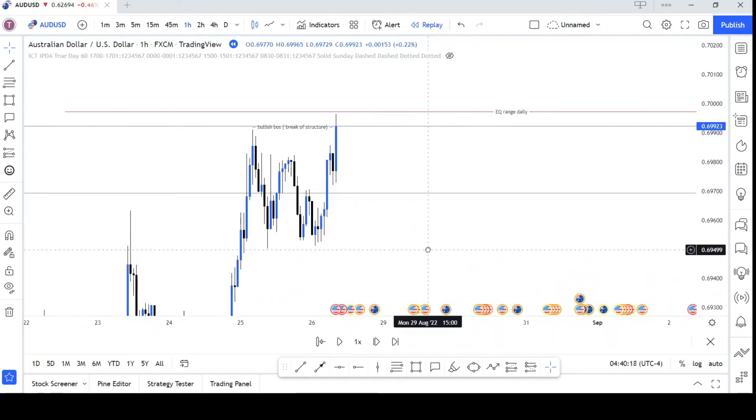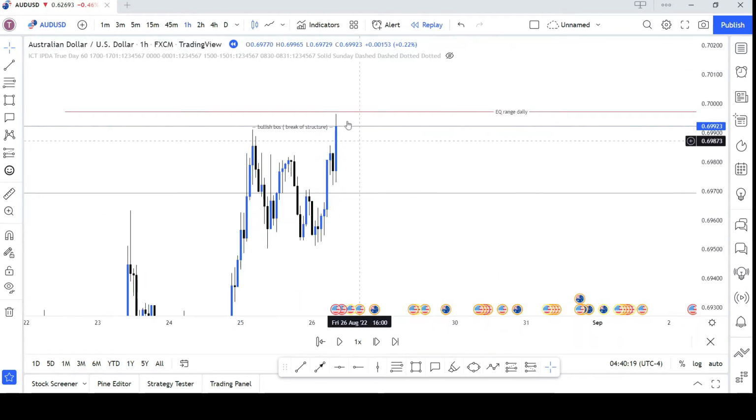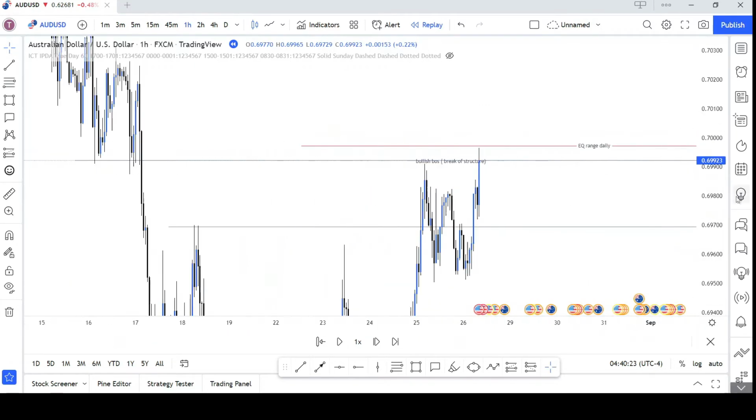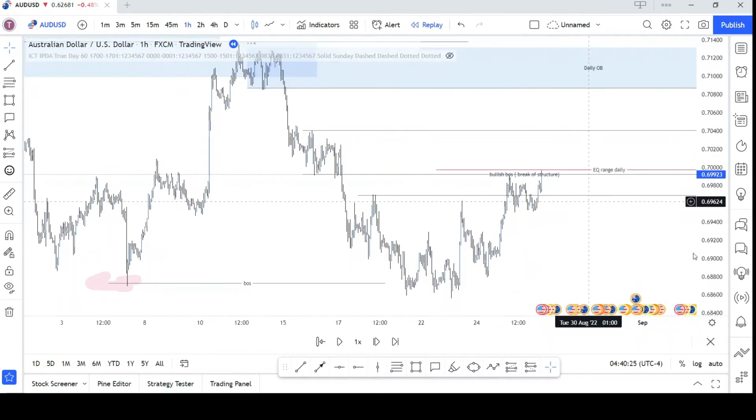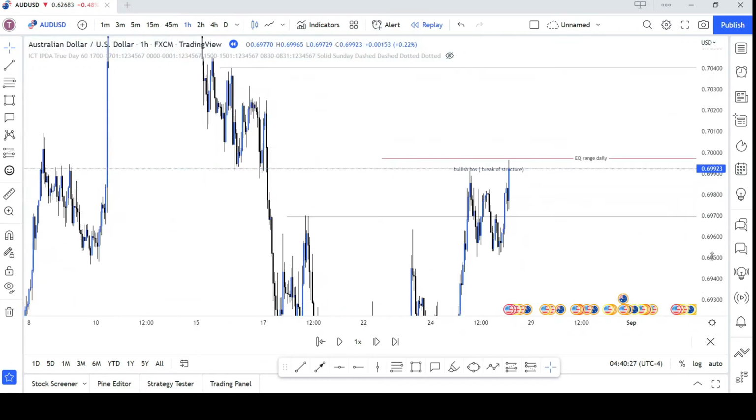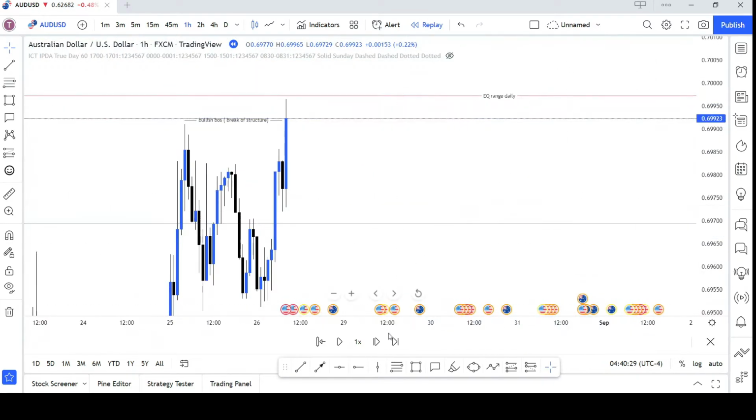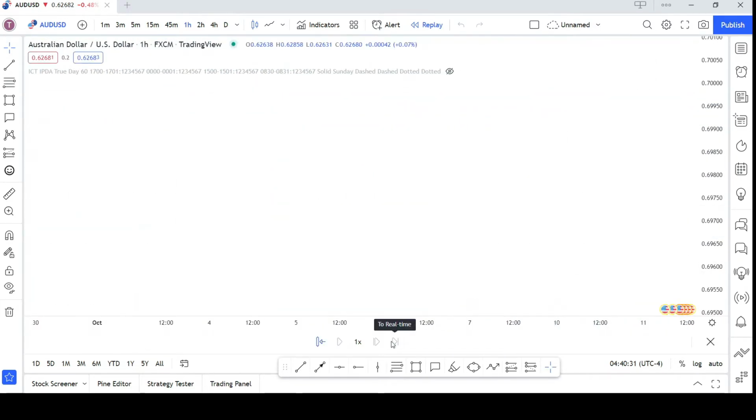Now I'm plotting out the break of structure on the 1H. I'm going to explain why this is a break of structure. It's called a mini break of structure, so it's not really valid for swing trades, only for scalping, because we still don't have the real break of structure.